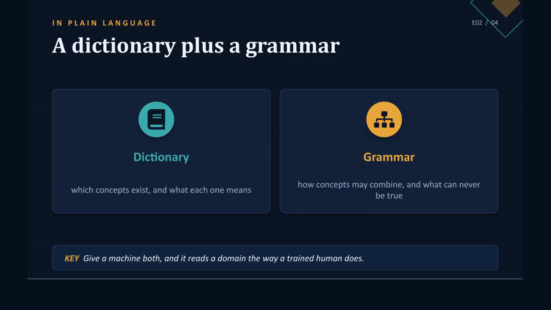If that definition still feels a little abstract, here is the plain language version that I like to use. An ontology is a precise map of a domain. Or, even simpler than that, it is a dictionary, plus a grammar, for a domain. The dictionary tells you which concepts exist and exactly what they mean. The grammar tells you how those concepts are allowed to combine, and what can simply never be true. Give a machine both that dictionary and that grammar, and for the very first time it can read a domain the way a trained human expert reads it.